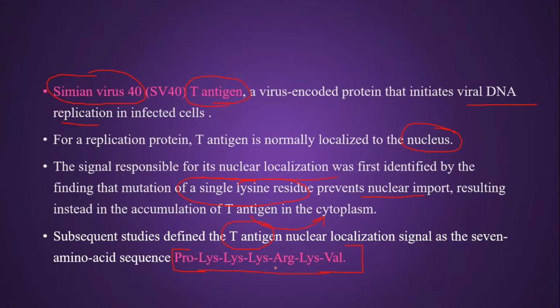From here onwards, a conclusion came that whatever protein has to be imported inside the nucleus will have this conserved amino acid sequence. In fact, other imported proteins also were found to have this sequence, the NLS sequence. So that's why the first option is the correct answer.